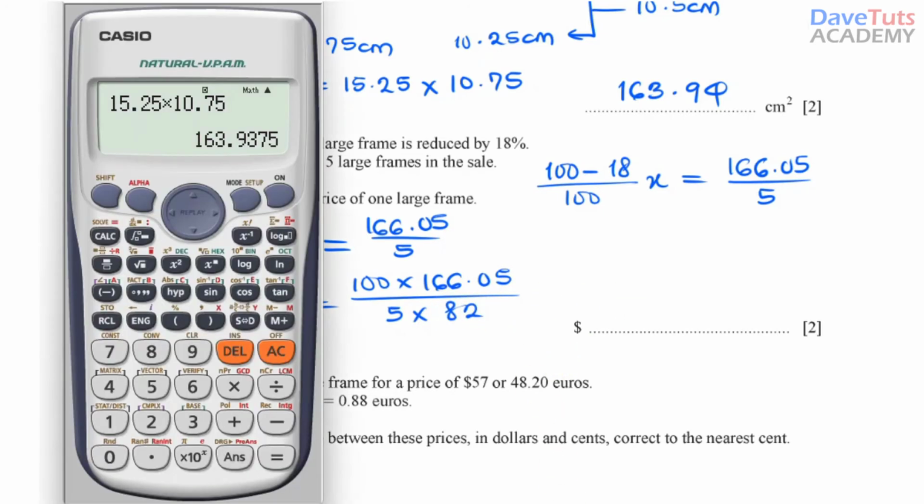So we can find the value of that. We say 100 times 166.05 divided by, I want to put this whole denominator in a bracket so that it is not mistakenly taken as the numerator. So I have 5 times 82. Okay. So this is 81 over 2, which is 40.5.